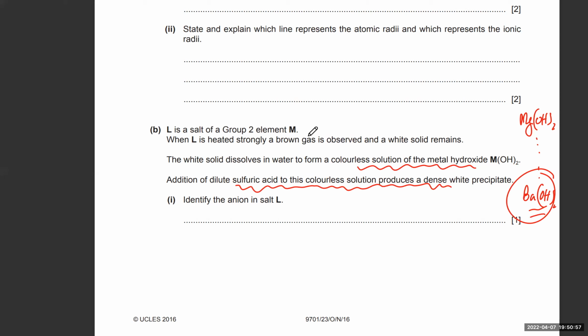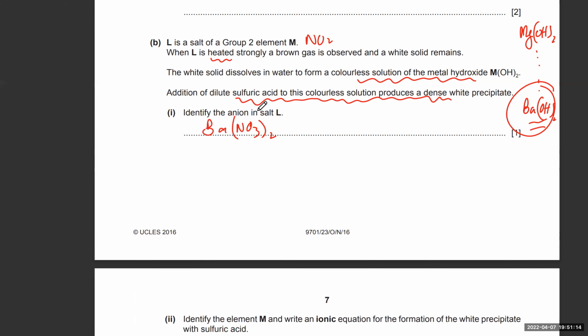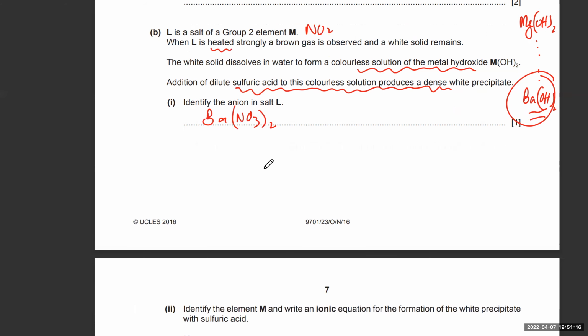Which gas is nitrogen dioxide? Okay, that's NO2. So which substance gets heated and produces NO2? Nitrate. It basically would be barium nitrate. So it's going to be barium. The anion over here would be nitrate.